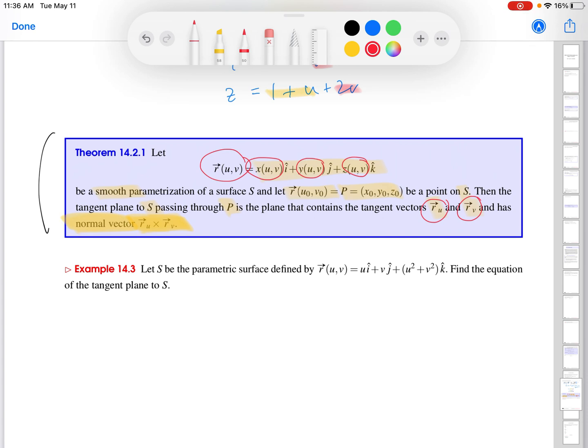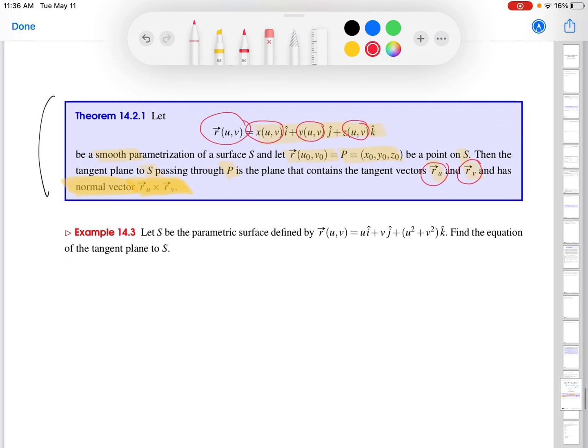So this example says, consider the parametrized surface defined by these parameters. So we have x equals u. I'll write it down here. So this x equals u, y equals v, and then z is u squared plus v squared. And I'll talk a little bit more about what this surface looks like in a minute. It says find the equation of the tangent plane to S.